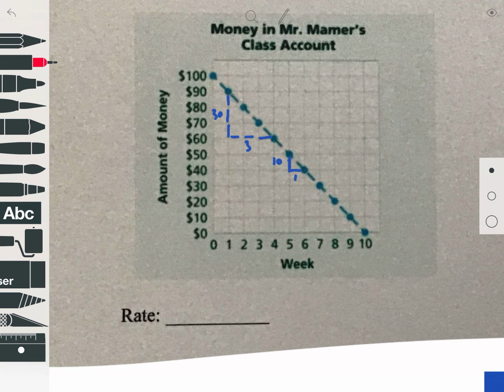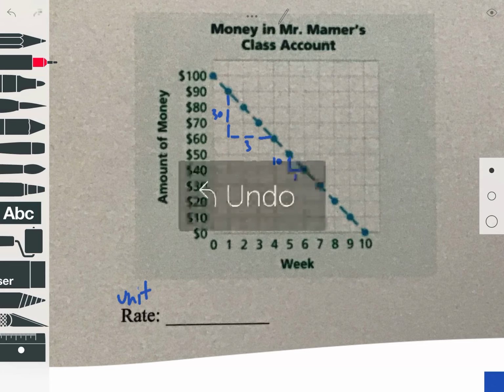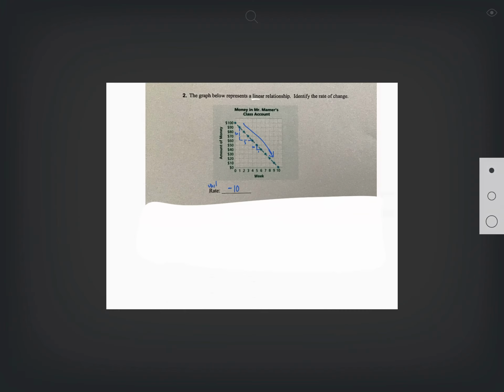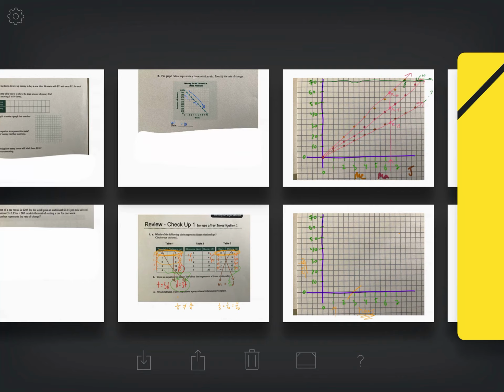So the rate you're looking for really is the unit rate. True, it is $30 for each 3 weeks, but ultimately I'm looking for what it is, so it's $10 per week. But because it's going down, it looks like he's losing money. So it's negative $10. Negative because they're losing each time. If you're not sure about that, please ask a question.